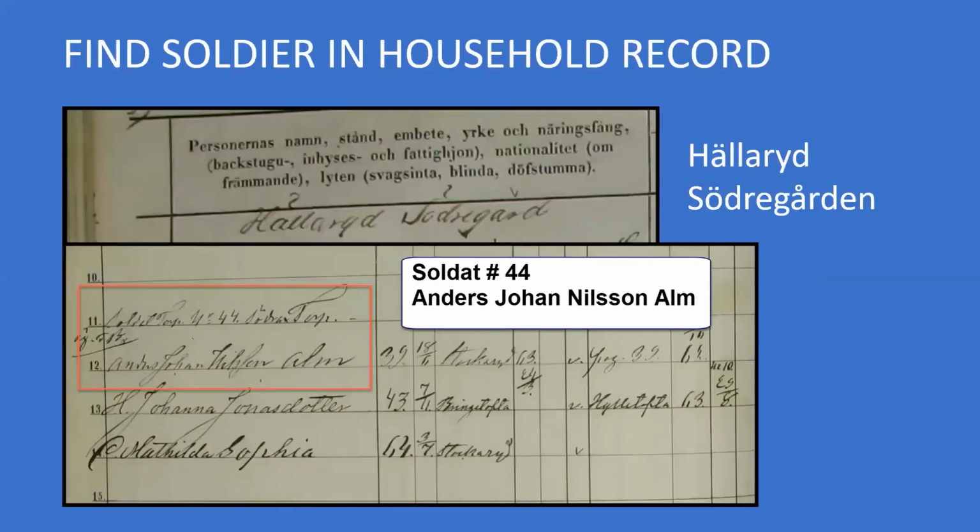So here is a household record, and it's from Stockeryd, and the place is Halleryd and Södergården. On it, it says Soldat, which is soldier, number 44. That was his soldier number. His name was Anders Johan Nilsson Elm. So Nilsson was a patronymic and Elm was a soldier name.